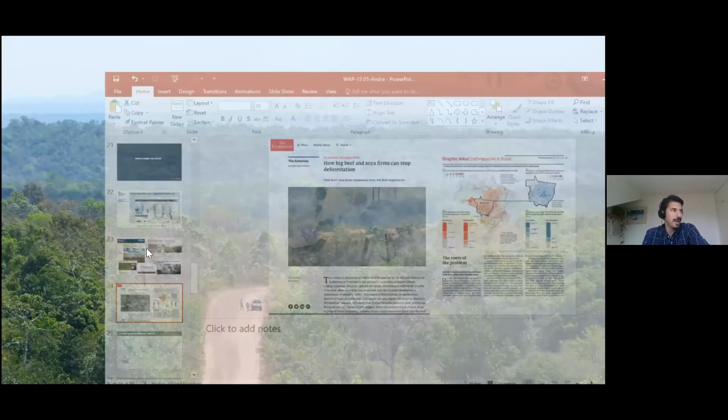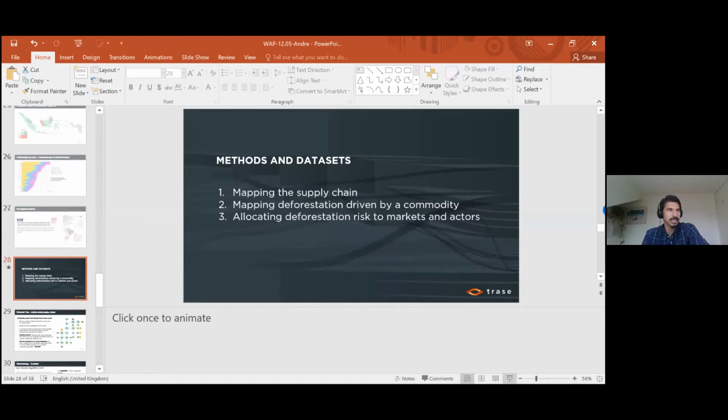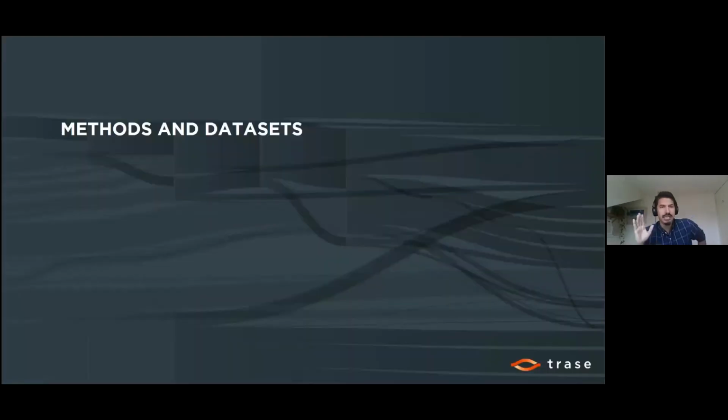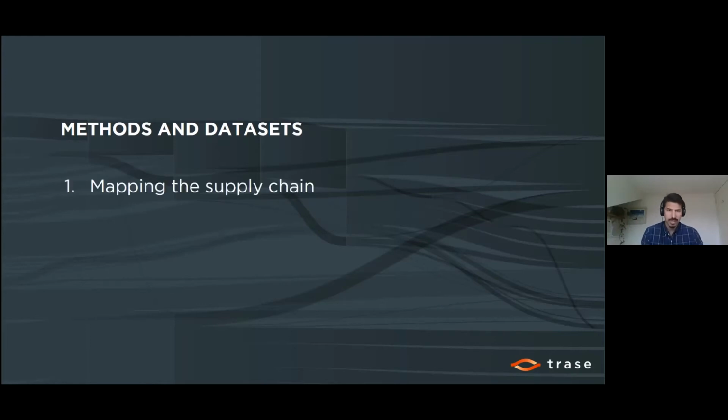Sure. Yes. So I will quickly go through the methods behind all this data. The important thing to mention from the start is there is no spatially explicit data connecting commodity flows from farm to processing facilities, to the ports of export, and to the consumer market. So we had to use the publicly available datasets to reconstruct those supply chains at scale.